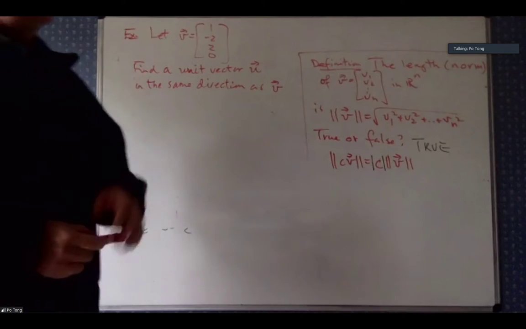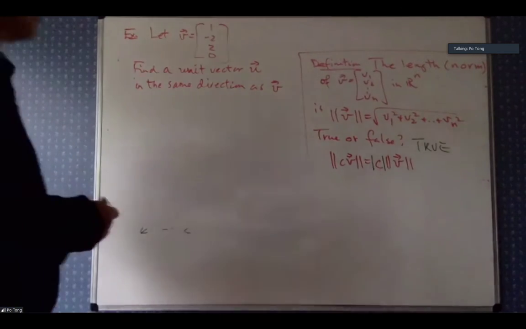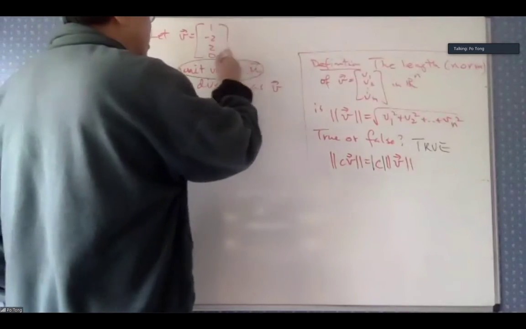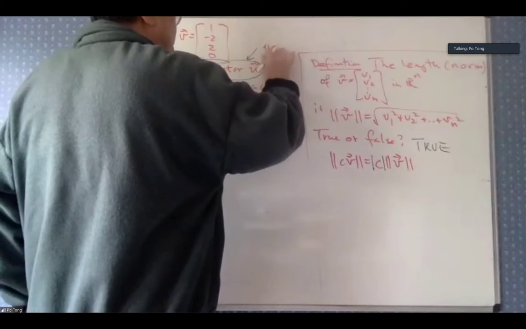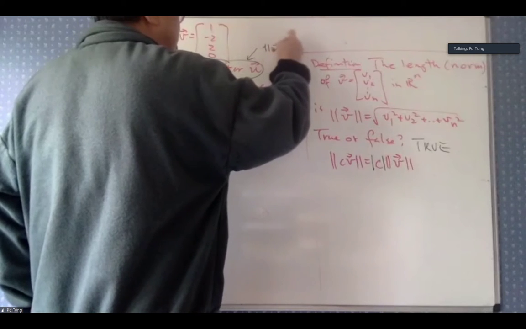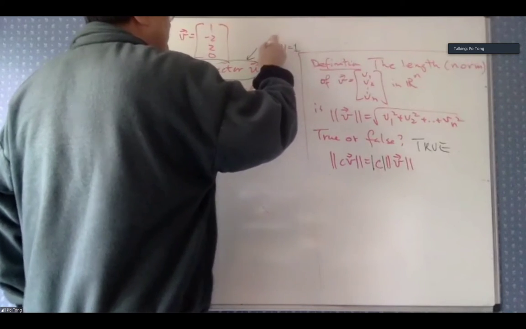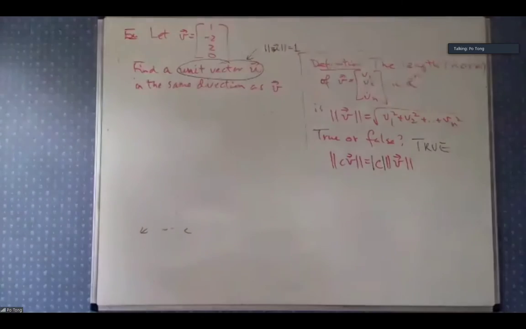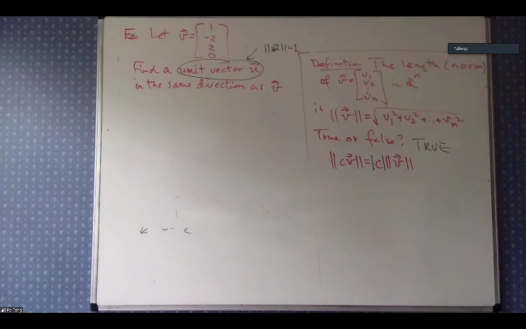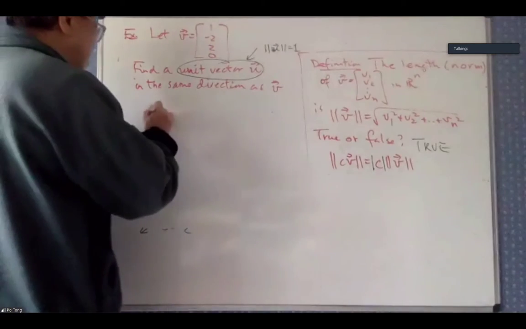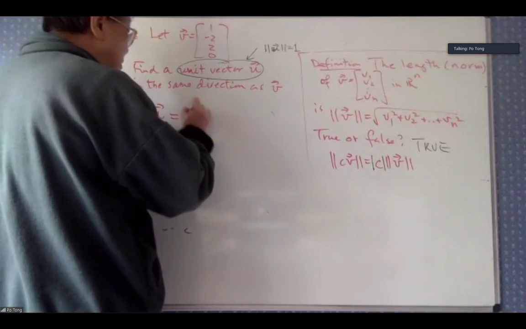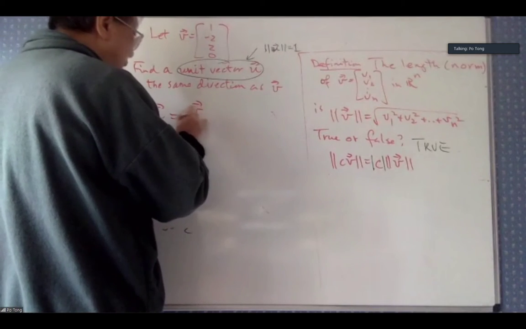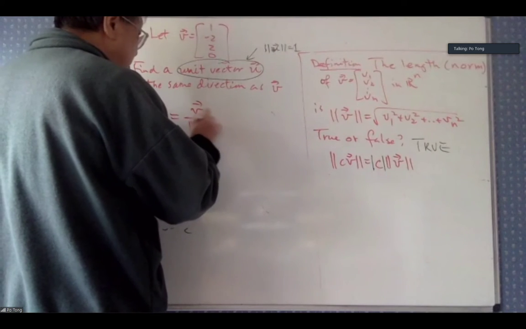What is a unit vector? A unit vector means that the norm of u, the magnitude of u, is equal to 1. Okay? We want this to be equal to 1. So in general, it looks like this. u is equal to v divided by the magnitude of v.